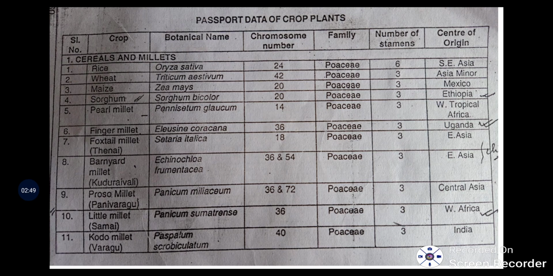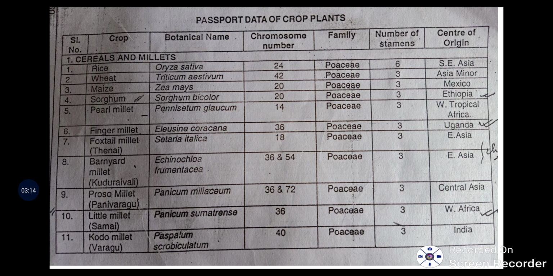Here you should always remember, as we talk about hexaploid wheat, when we talk about finger millet or ragi, it is in tetraploid form and the chromosome number is 36. Next we will move to foxtail millet, that is Setaria italica, which has chromosome number 18. Eastern Asia is the origin.